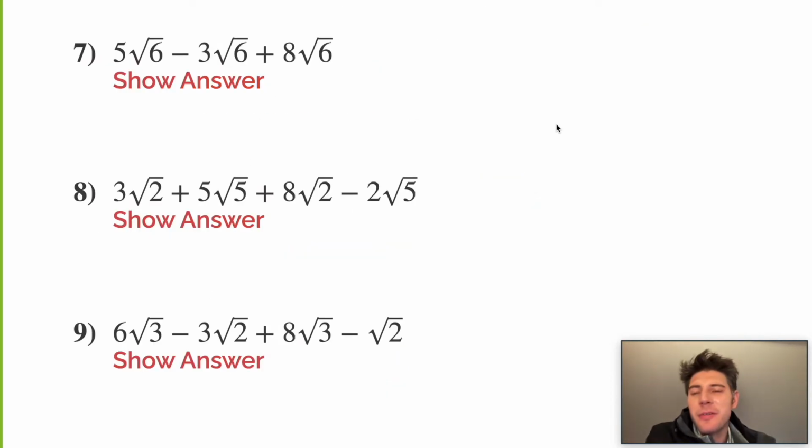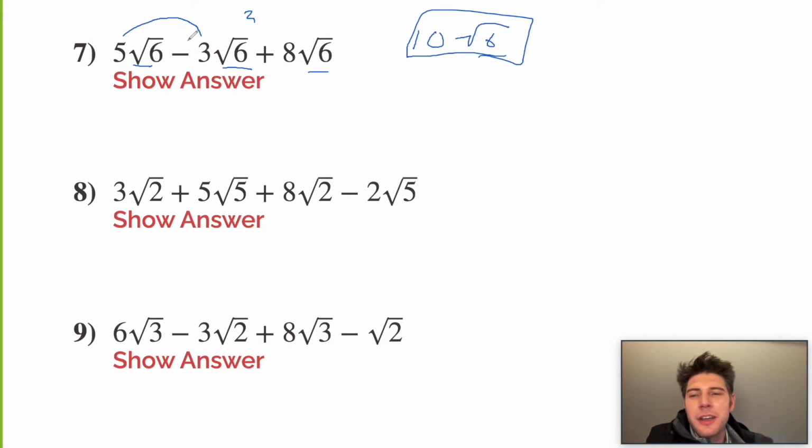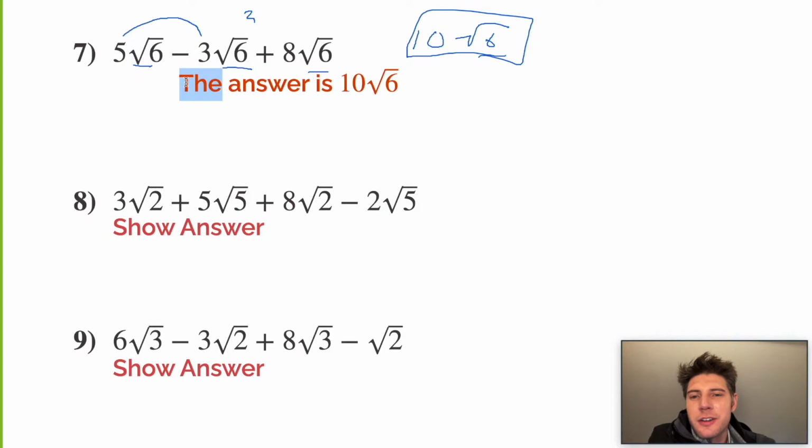All right, now number 7. 5 root 6 minus 3 root 6 plus 8 root 6. Same thing, we just have 5 of them, we take away 3 of them, and we add 8 of them. Well, 5 minus 3 is 2, and 2 plus 8 is 10. So hopefully that wasn't too quick. The answer is 10 root 6. And I'll show you the answer. That's that one.